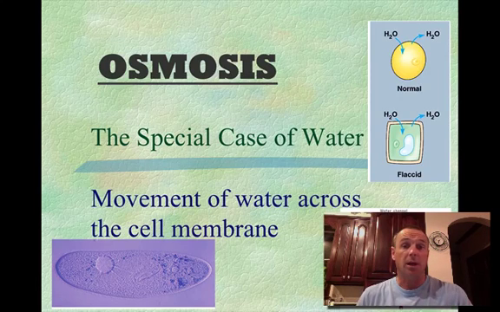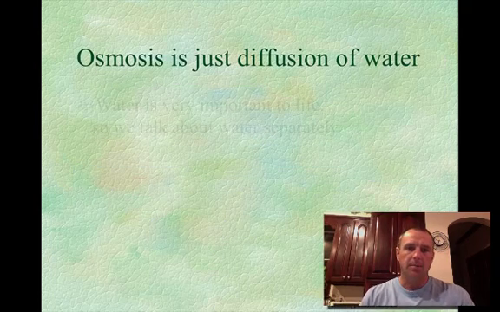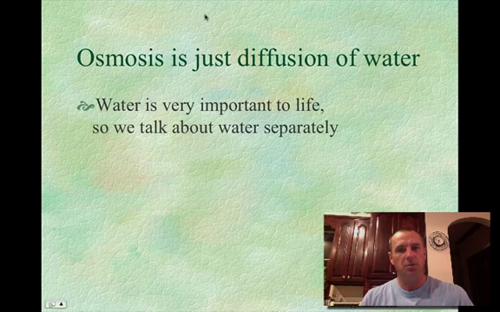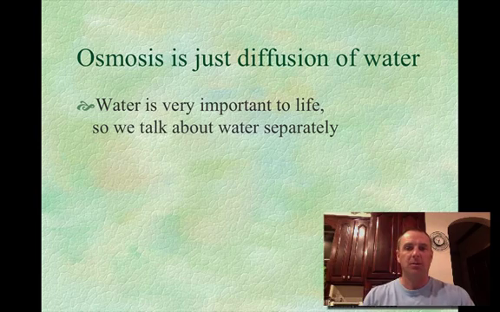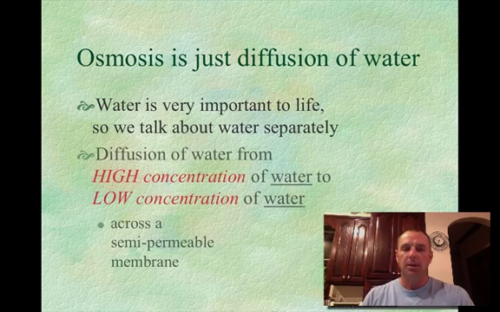Back with osmosis, which is going to be dealing with how water moves from one side to the other side of the plasma membrane. Now, osmosis is simply just the diffusion of water, but it's not called the diffusion of water. It is called osmosis, so make sure you remember that. Since water is one of the most important molecules of life, we talk about water separately. Now, the diffusion of water is from area of high concentration to area of low concentration.